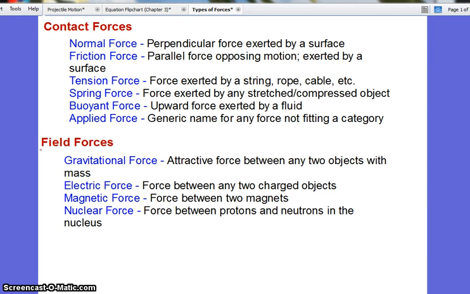The next type of category is called the field forces, and these are forces that do not require contact. The most common one, but the weakest of these 4, and there are only 4 of them, sometimes referred to as universal forces as well, is the gravitational force we're most commonly associated with. This is an attractive force between any two objects with mass. We usually consider just the Earth. The Earth pulls things down, and that's gravity.